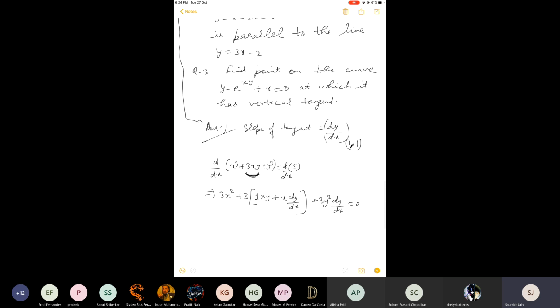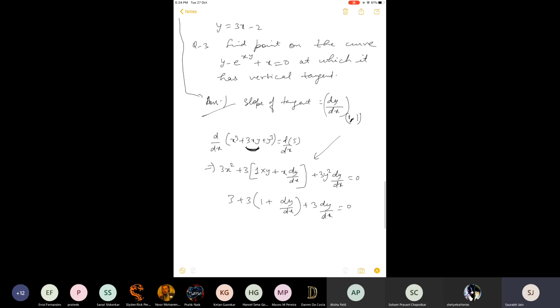Now simply put (1, 1) in place of x and y. So 3 plus, I am putting (1, 1) in place of x and y everywhere. So I think minus 1 will be the answer. Because 3 plus 3 is 6, so minus 6 divided by 6 is minus 1. This is the answer of the first question.